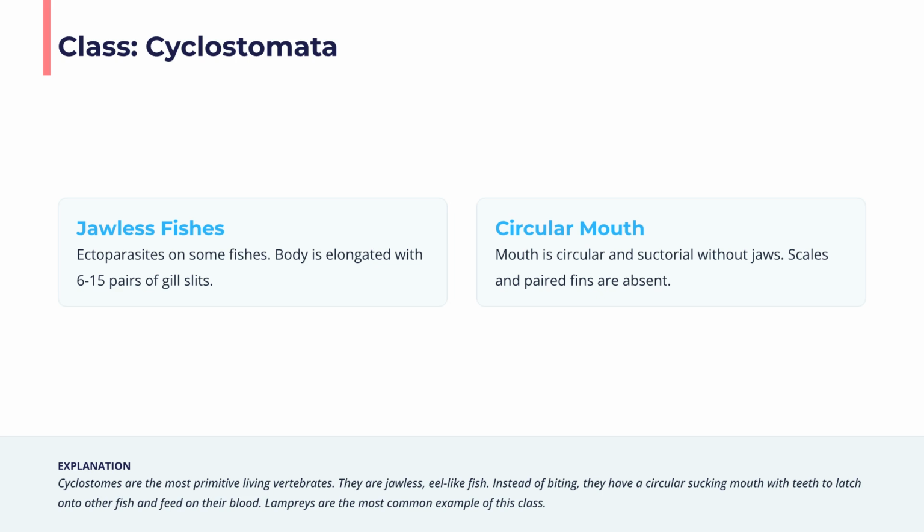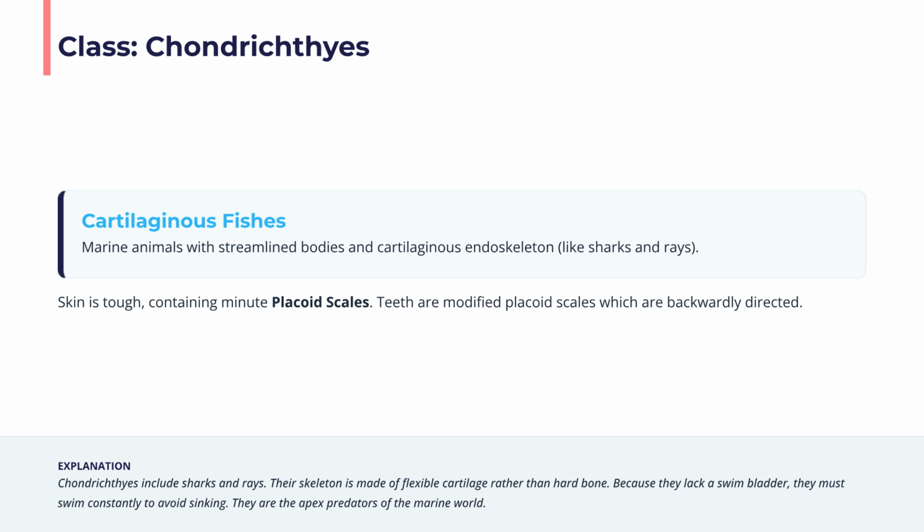Cyclostomes, or jawless fishes, are the most primitive living vertebrates. They are eel-like ectoparasites, using a circular suctorial mouth without jaws to feed on other fish.